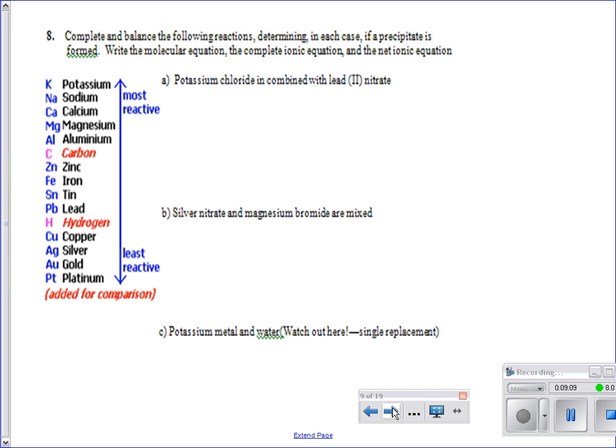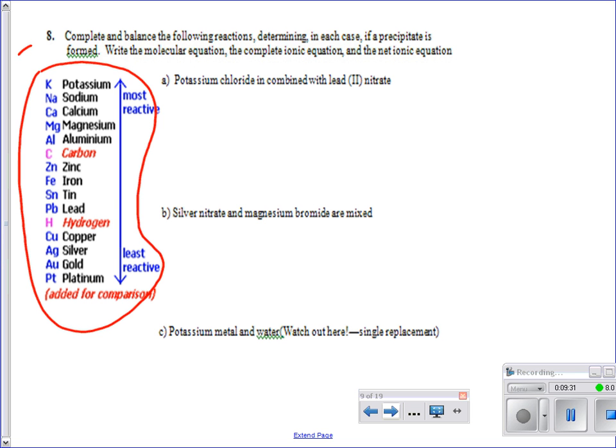But double replacement, who remembers? It's just the two components of each of the molecules literally swap places. Single replacement, and you have a single element that'll try to boot out another element. What did you always have to refer to when you were doing that, though? This activity series right here. Okay, you have to look at the activity series for single replacement reactions only to determine whether or not the reaction is going to happen.